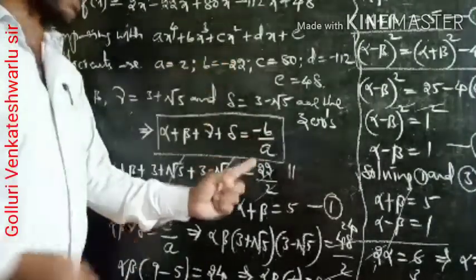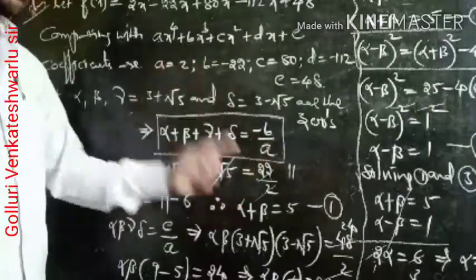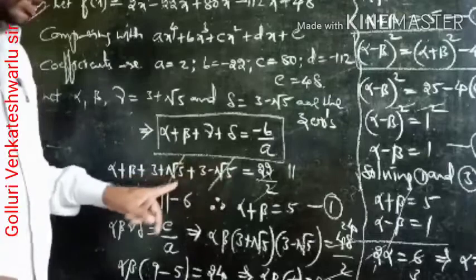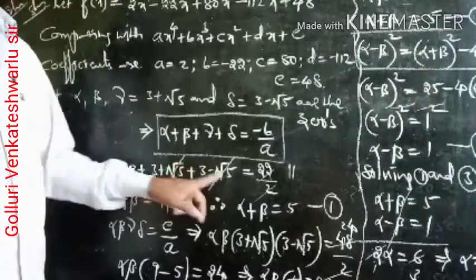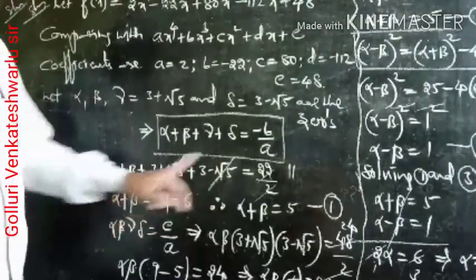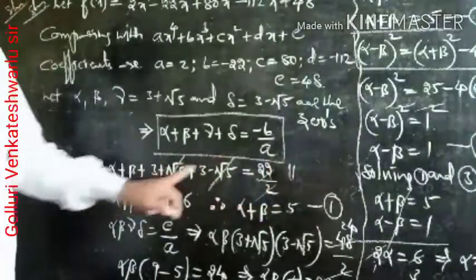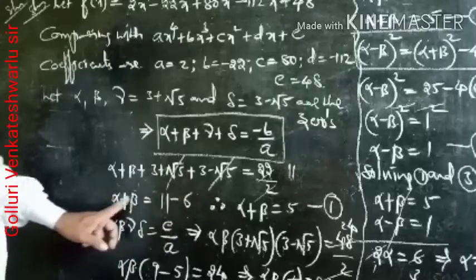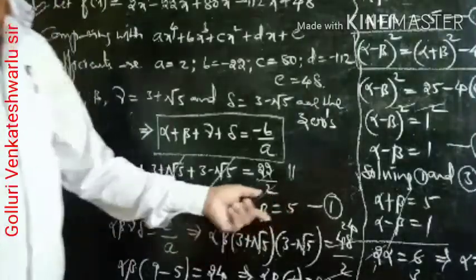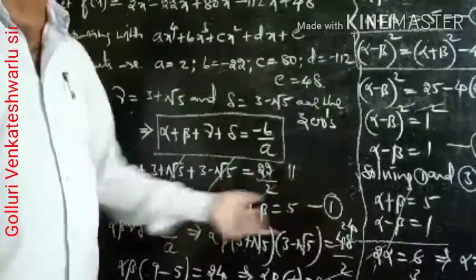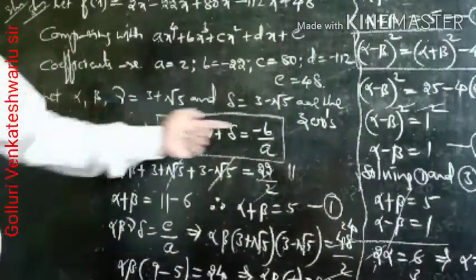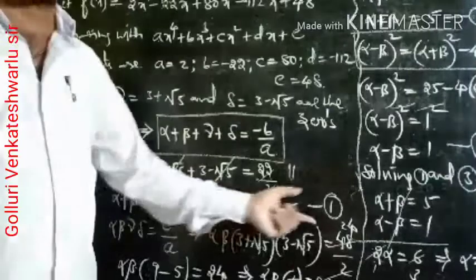We need to change the sign of b. Minus 22 becomes plus 22, divided by a value 2. So plus root 5 and minus root 5 are additive inverses of each other, so it becomes 0. Alpha plus beta is equal to 11 minus 6, transposing plus 6 gives minus 6, so alpha plus beta value is 5. Here we got an equation in terms of alpha plus beta, from the first condition.